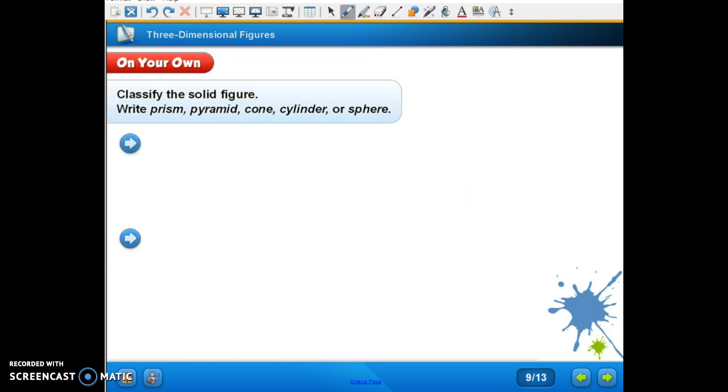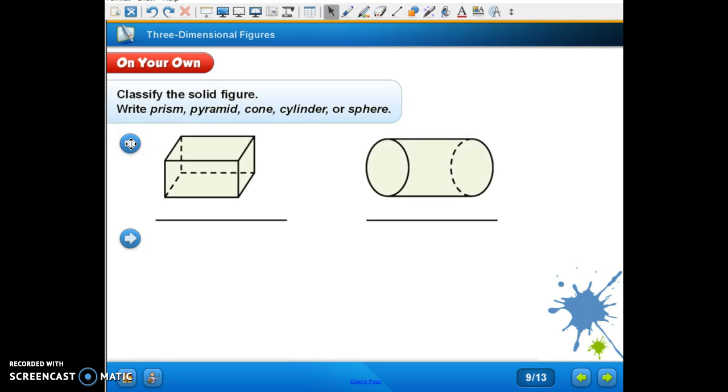Classify the solid figure: prism, pyramid, cone, cylinder, or sphere. Let's see what it gives us. Okay, what is this one? Is it a prism? Yes. Pyramid? Okay, it is a prism. Did I spell that right?